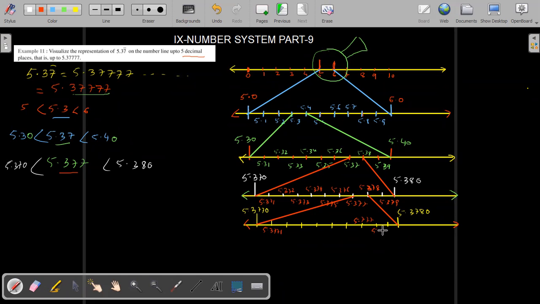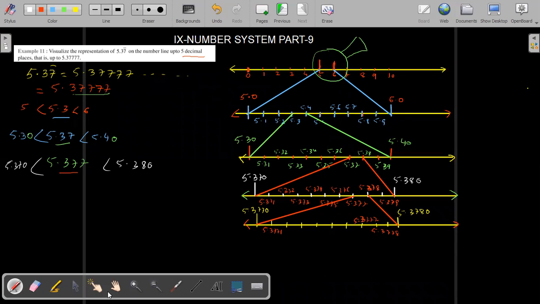This is 5.3777, and this is 5.3778, 779 and 780. So these two again. Now we have got up to 4 places. Now the last one, there we will get the exact value. So that is the last part.